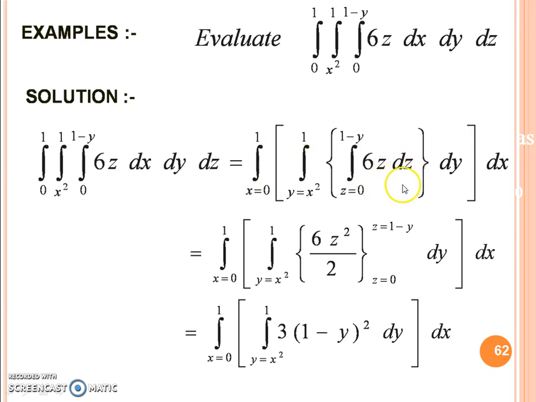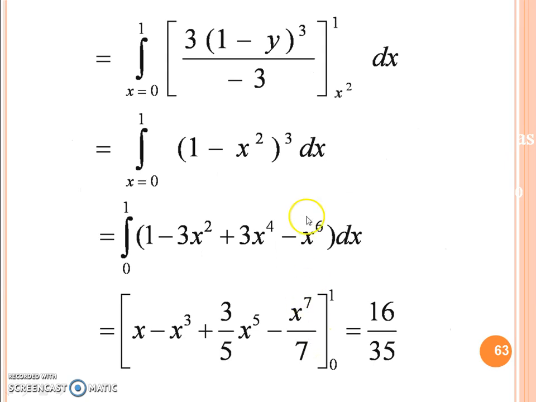We integrate one by one. First we integrate with respect to z, and we get 6 z square by 2, and put upper limit minus lower limit, that is 3 times (1 minus y) squared, and then we integrate with respect to y. Here we get the integration, put again upper limit minus lower limit, and lastly we integrate with respect to x and put the limit for x, from 0 to 1, upper limit is 1, lower limit is 0. We get the final answer, that is 16 by 25.